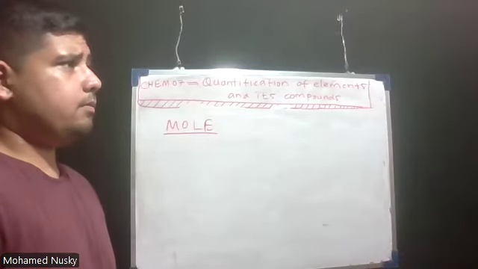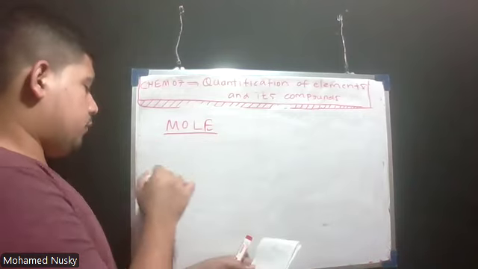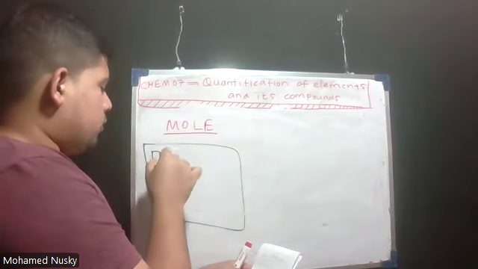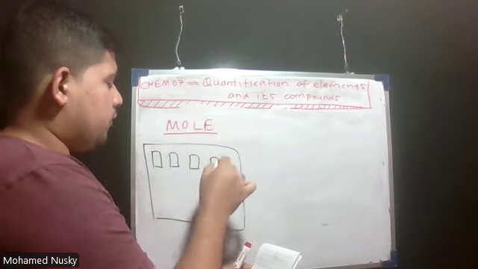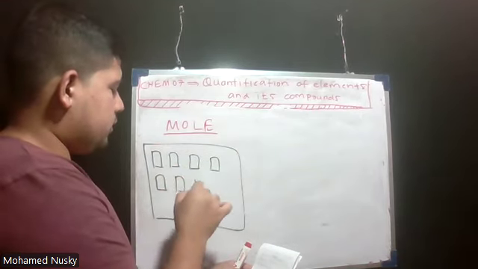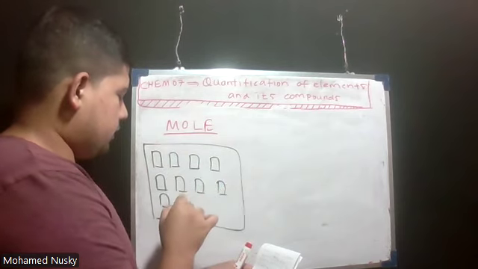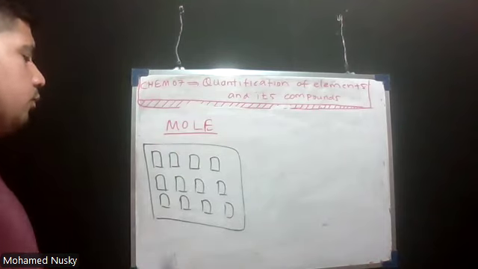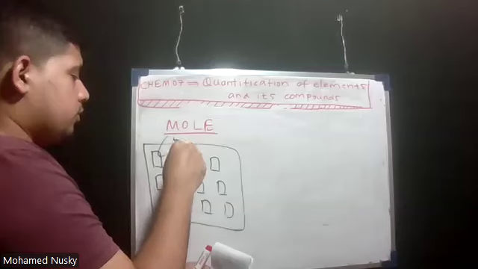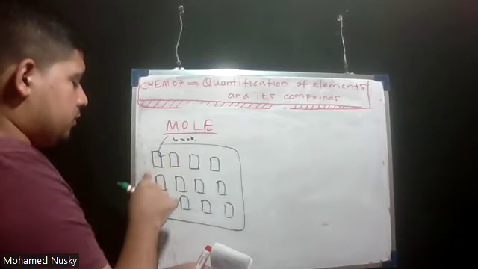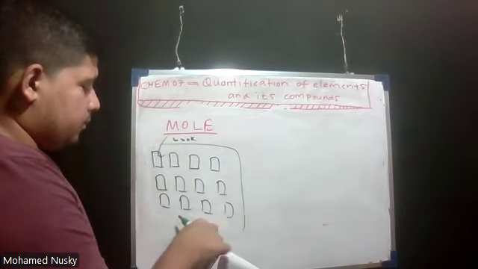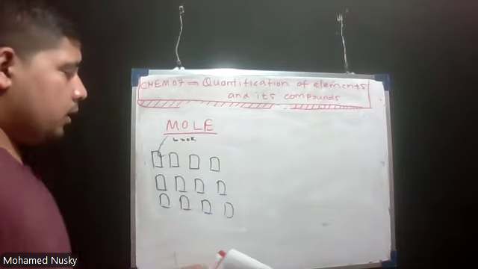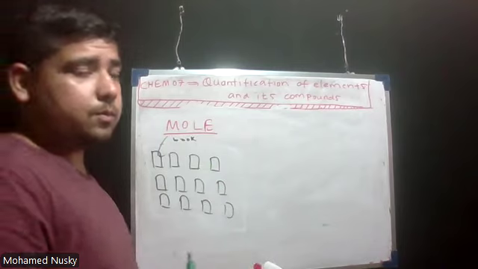For example, here I have a certain number of books. 1, 2, 3, 4, 5, 6, 7, 8, 9, 10, 11, 12. These are books. Here I have drawn 12 books.